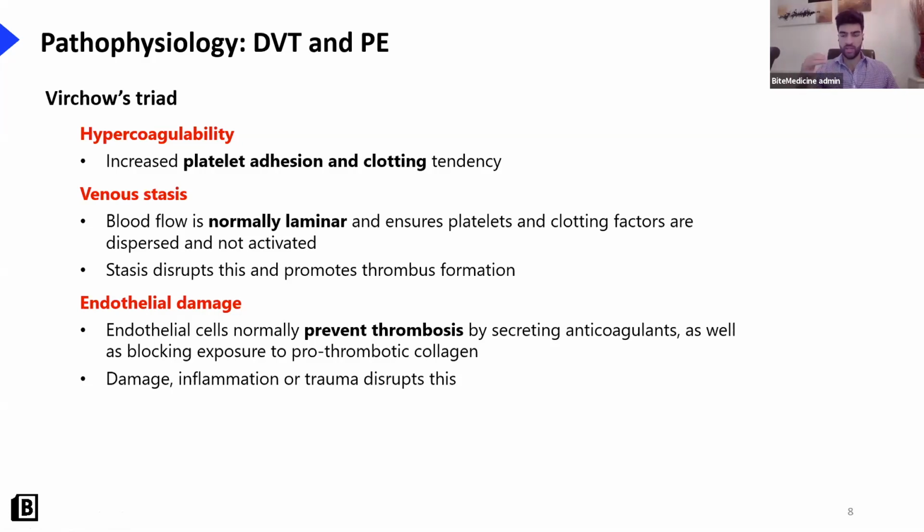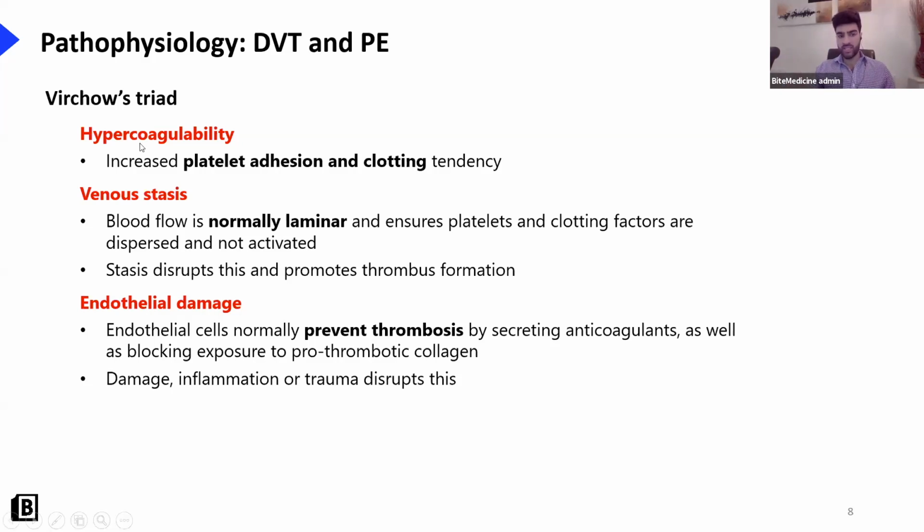Blood flow is normally laminar, and that means that all of your clotting factors and your platelets are dispersed evenly. If that blood flow is disrupted and the blood starts to stall, then those platelets are going to start to adhere to one another, your coagulation cascade will become activated, and you will form a clot. That's why immobility is a risk factor for DVT and PE. Endothelial damage. The endothelial cells normally prevent thrombosis. They secrete things which inhibit the coagulation cascade. If you have anything which damages the endothelium, then that's going to predispose you to forming a clot.